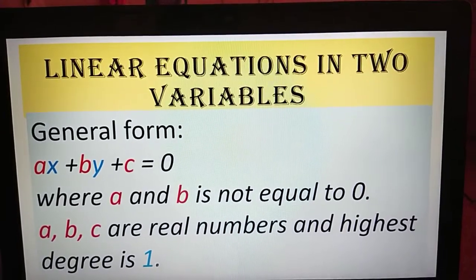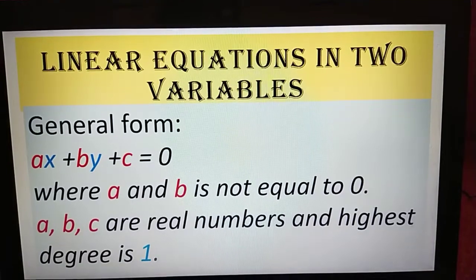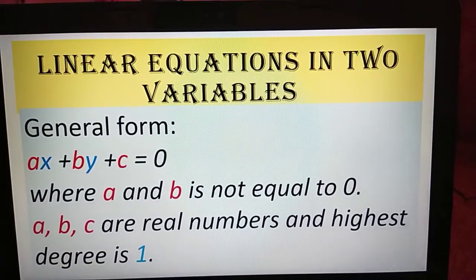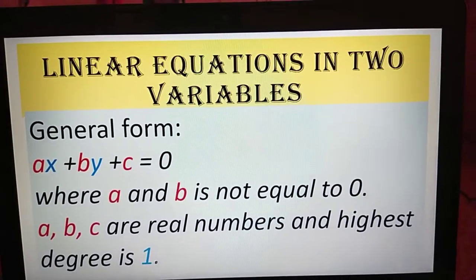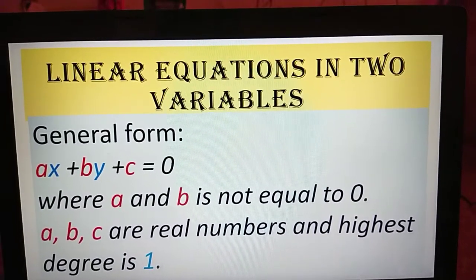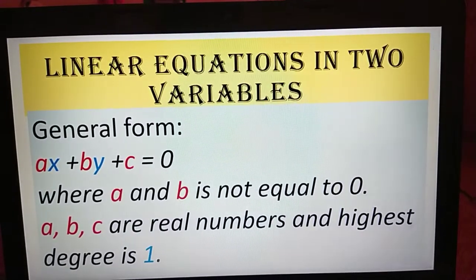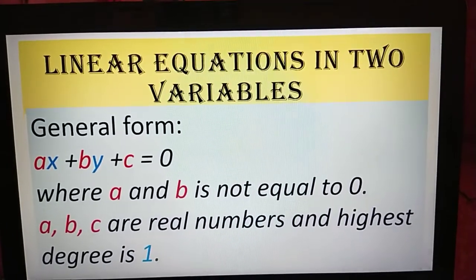You all know real numbers include all types of natural, whole, rational, irrational numbers. And highest degree means if on the head of the variable any other number will be there, then it won't be a linear equation. So you have to remember the highest degree should be 1.